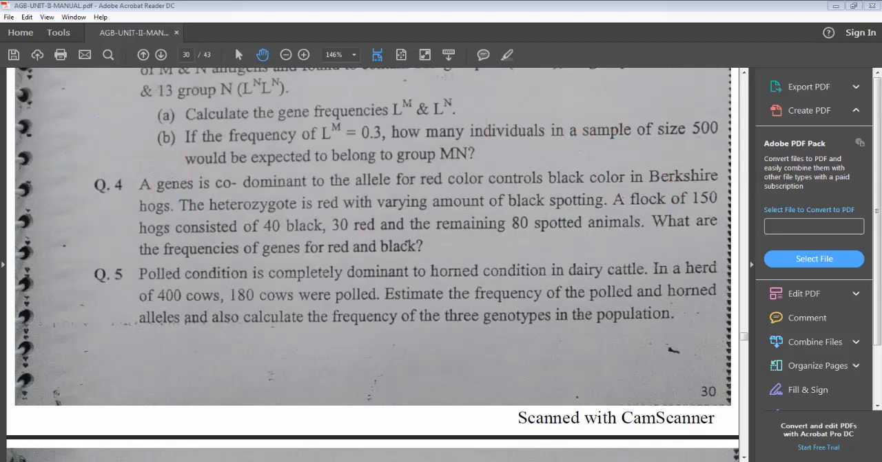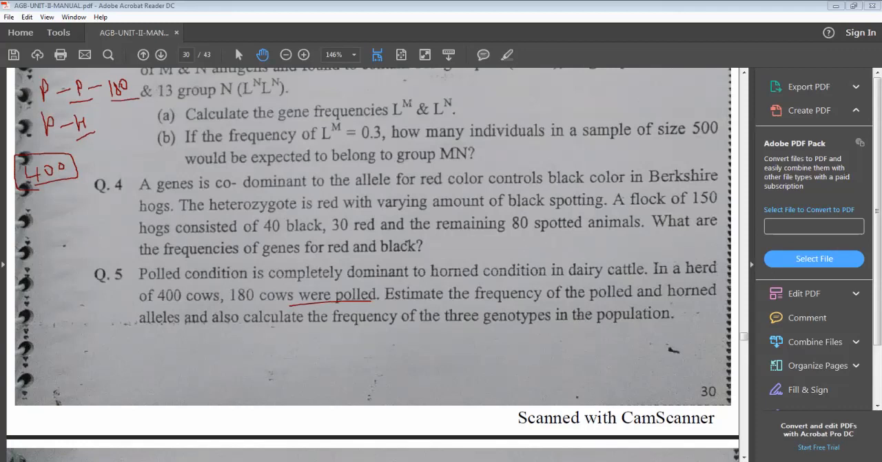Our last question today: the pole condition is completely dominant to the horn condition. The poled character is dominant and small p will give you the horned ones. In the herd of a total of 400 cows, we have 180 that are poled.